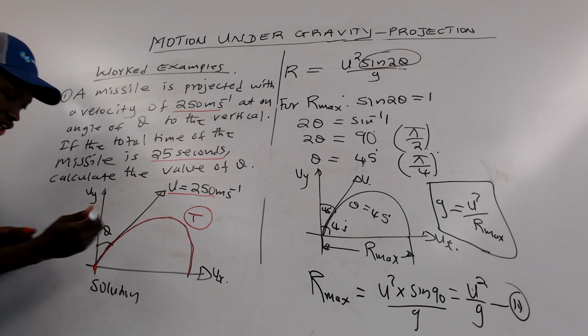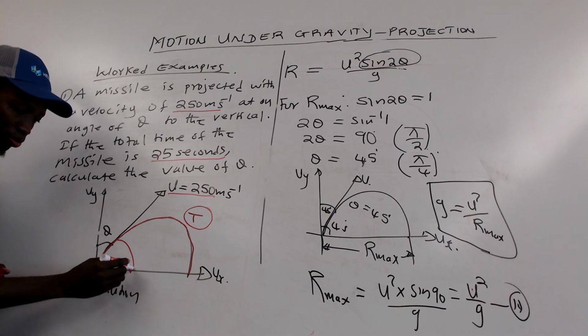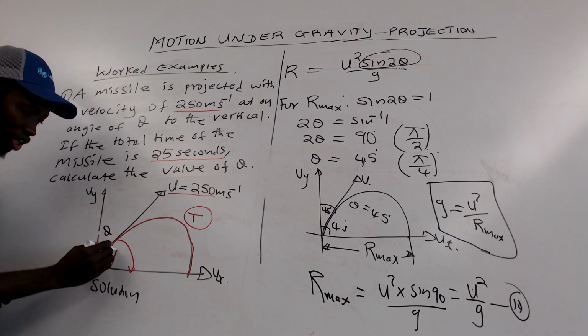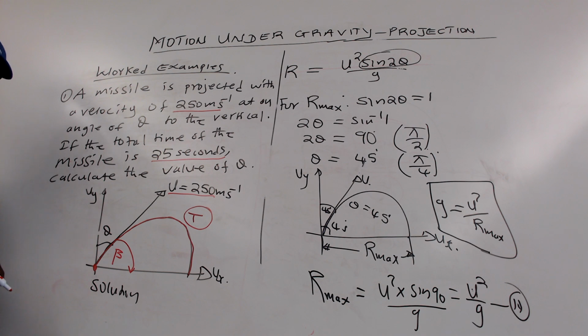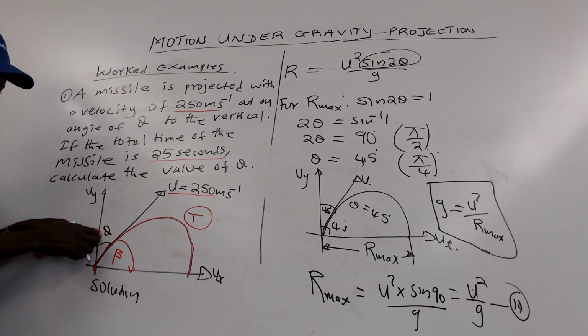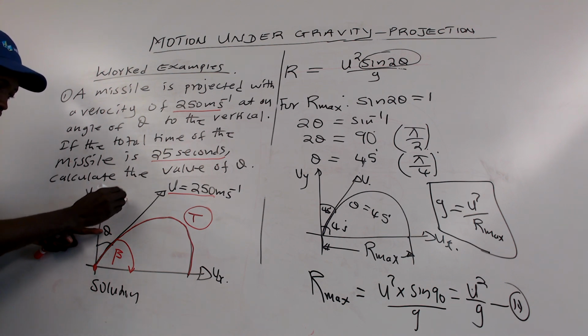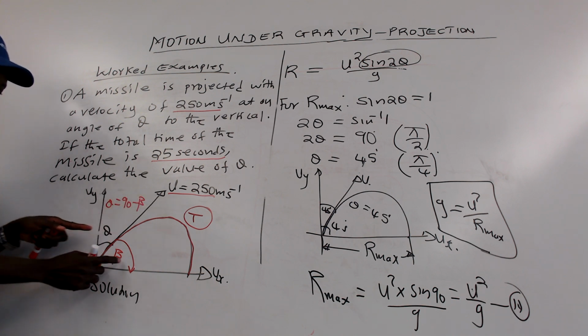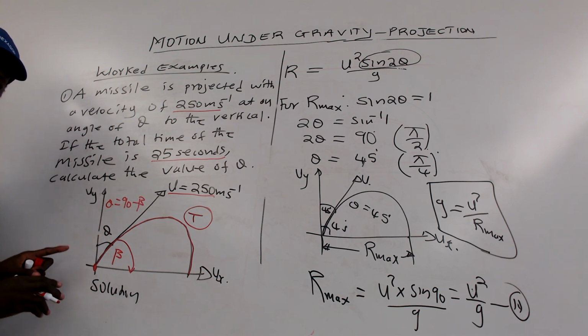The angle of projection is this. We need to find this angle of projection. Let's say this angle of projection is given as beta. So in this case, theta is going to be 90 minus beta. We need to find this beta. These are things we need to take note of.